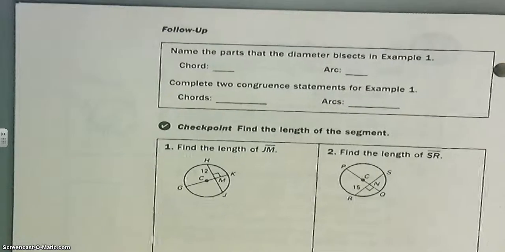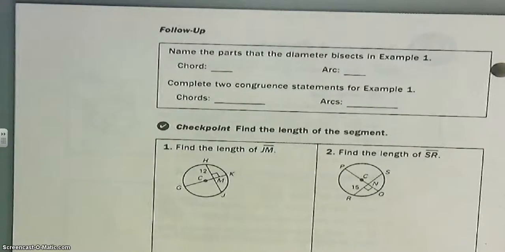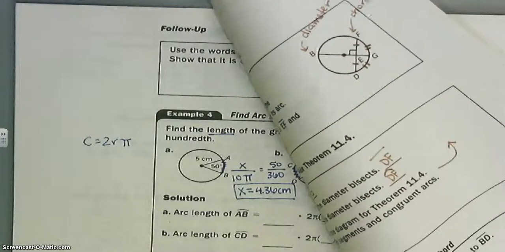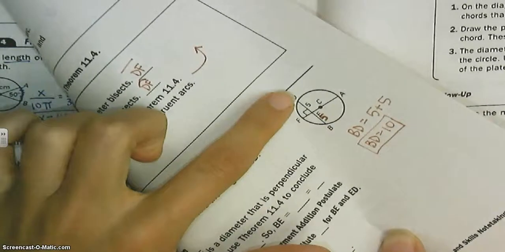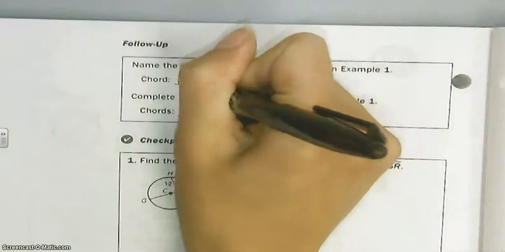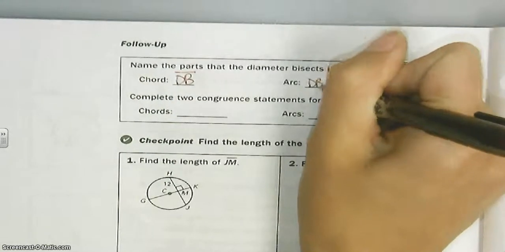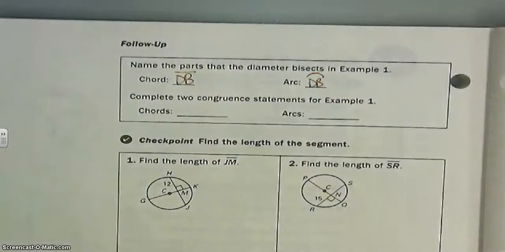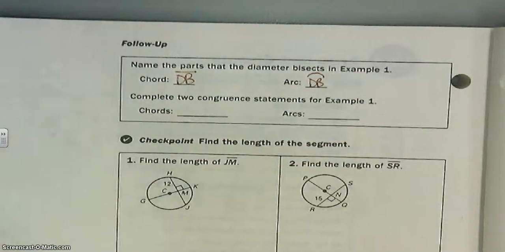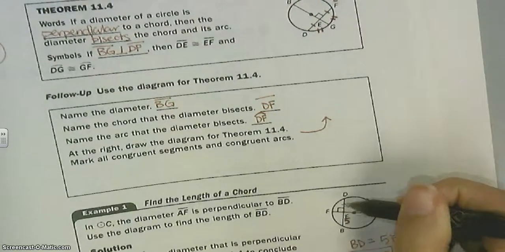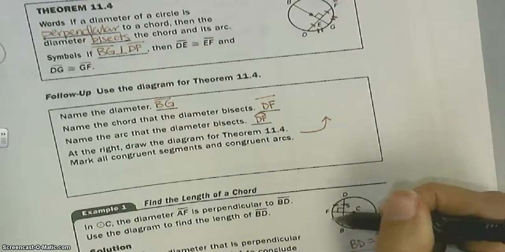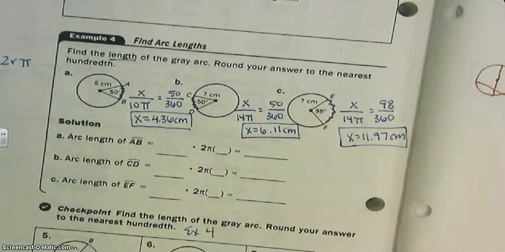Name the parts that the diameter bisects in example 1. Okay, so what chord got cut in half? The chord was, if you see here, the chord was DB, and the arc is also DB. So DB got cut in half, and arc DB got cut in half. So now what's congruent? Well, we got to name the two parts. So DE and EB are equal. We're going to write that. And arc DF and arc FB. Let's see if we can remember that.